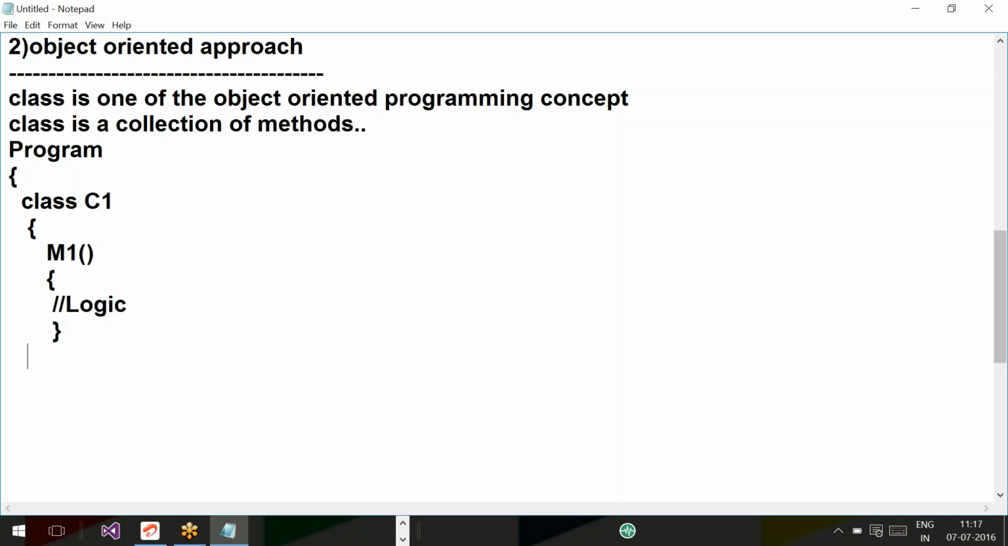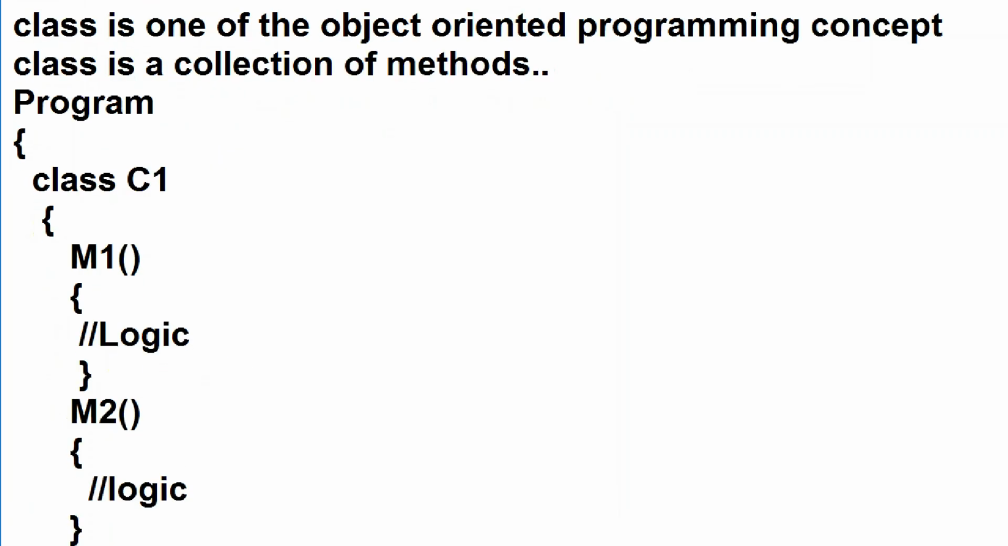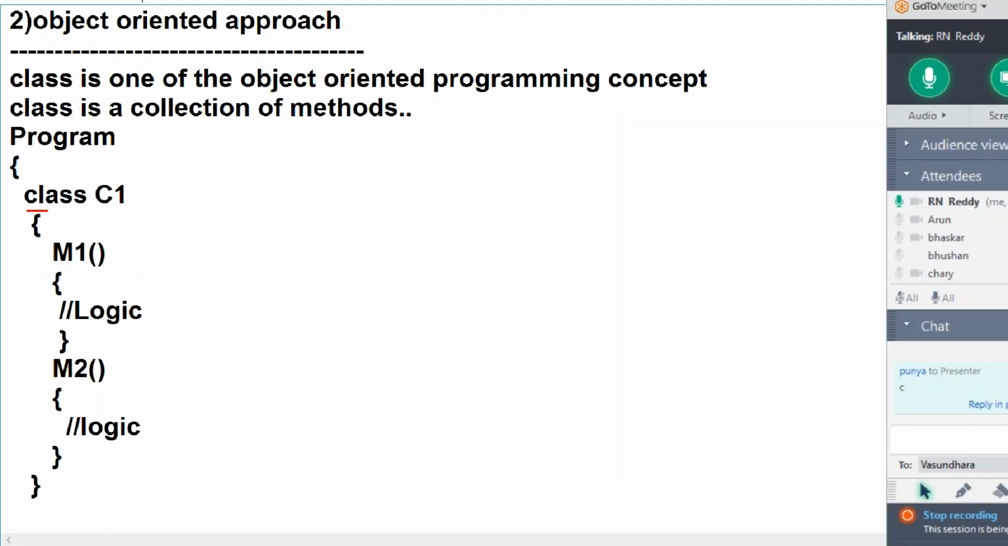M1 contains some logic. Again, M2 contains some logic. Finally, you can observe here your C1 class contains them. If you want to define a class, we should use a keyword called class. C1 is a class name. Open brace to close brace is the C1 class block.